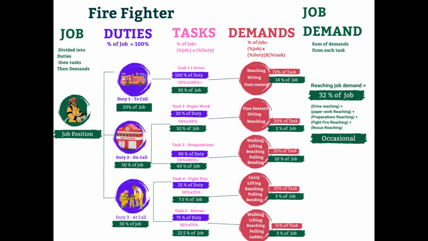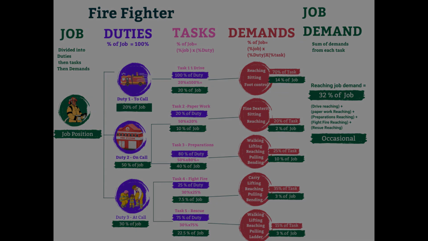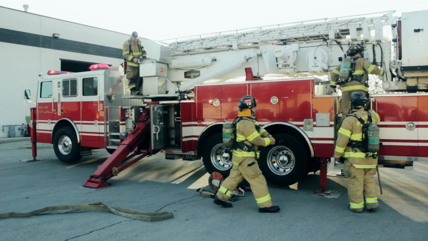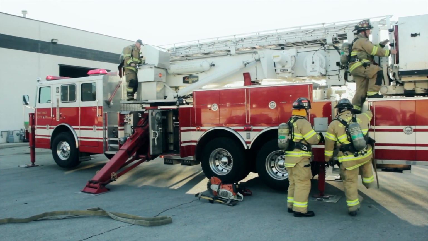In this example, we determined that there were 3 duties. Duty 1, traveling to a call. Duty 2 is waiting for a call. Duty 3 is working at the call. The firefighter spends 50% of their shift waiting for a call, 20% traveling to a call, and 30% working at the call.